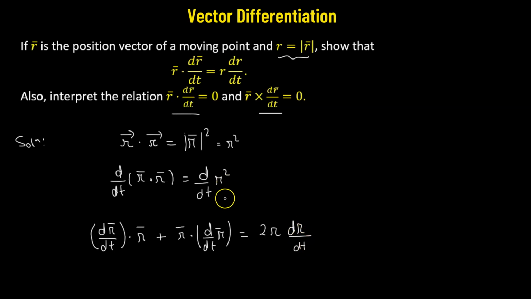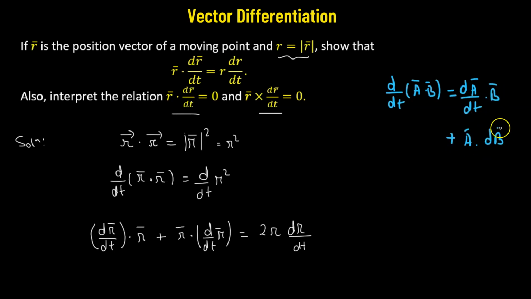Here we have used the power rule and the chain rule, and for the left hand side we have used the fact that the derivative with respect to t of the dot product between two vectors a and b is given by dA vector over dt dotted with vector b plus a vector dotted to dB vector over dt.